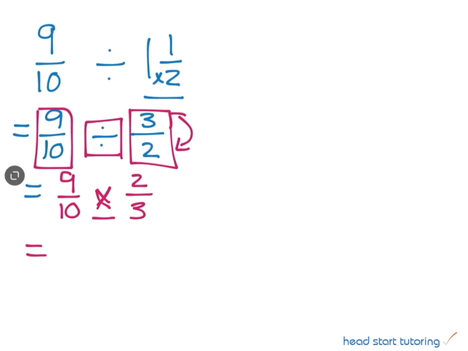So we cross cancel where possible. So 10 and 2 have a common factor of 2. So we divide 2 by 2 to get 1. We divide 10 by 2 to get 5. We look at 9 and 3, which have a common factor of 3. So 3 into itself once, 3 into 9 3 times. So we end up with an answer of 3 over 5, because 3 times 1 is 3, 5 times 1 is 5. So 9 over 10 divided by 1.5, or 9 over 10 divided by 3 over 2 is equal to 3/5.